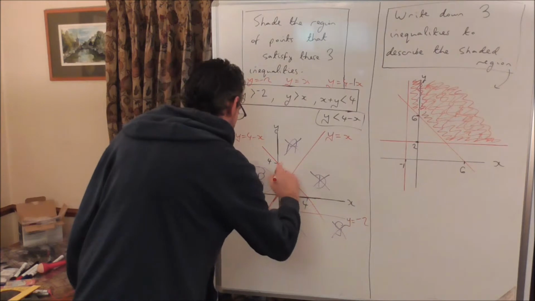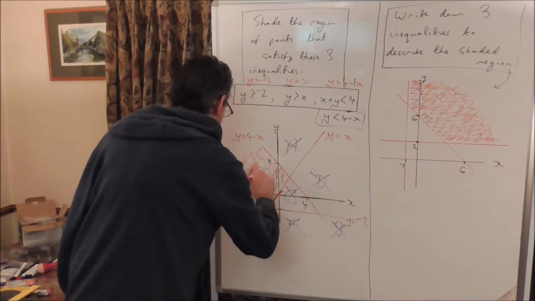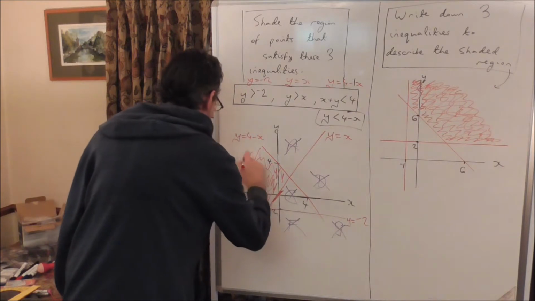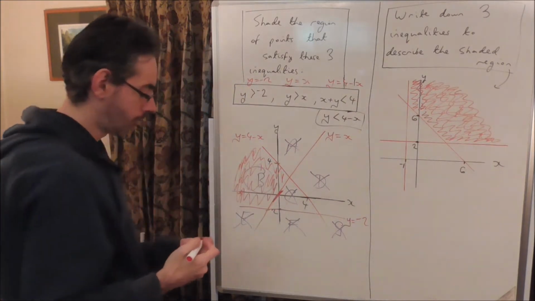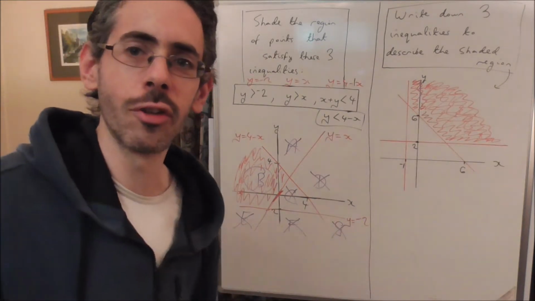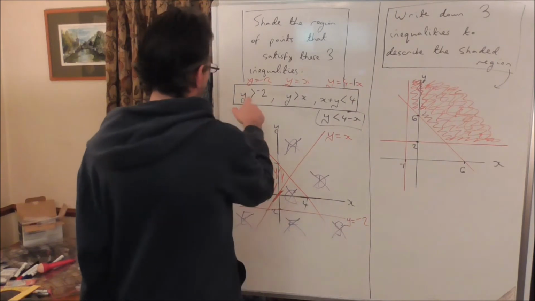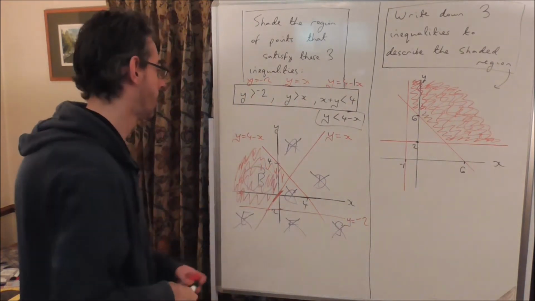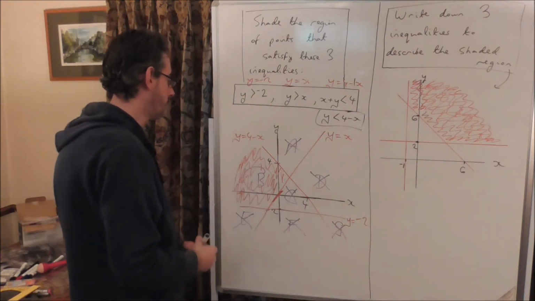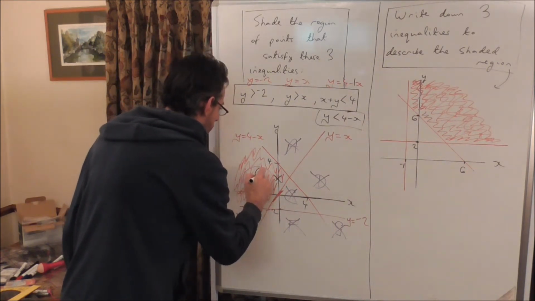I'll just shade this region. So the region we're looking for is all these points, and it goes off forever in that direction. But that's the region. Now it's always a good idea to check that you've got the correct region by picking a point in that region and then just checking that the point satisfies these 3 inequalities. So let's pick a point we know is in the region. I'm just going to pick this one here: 0, 2.